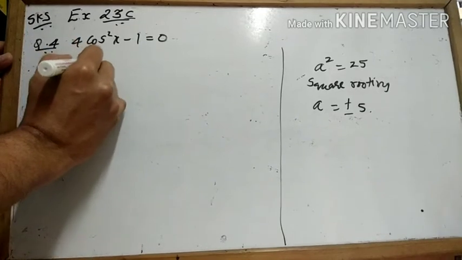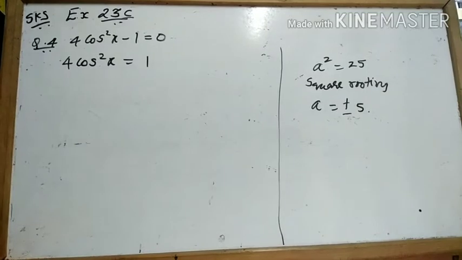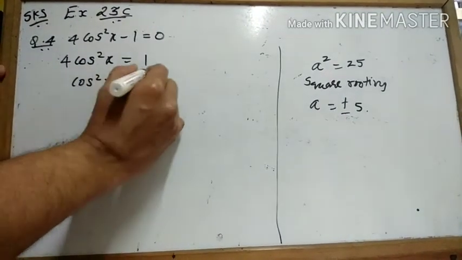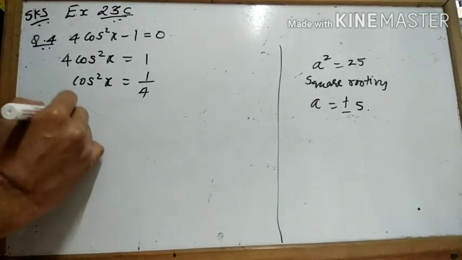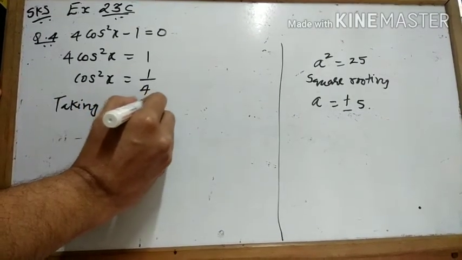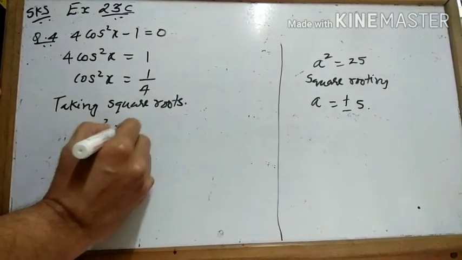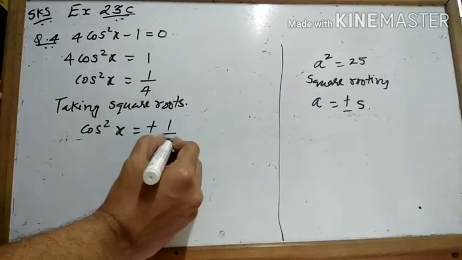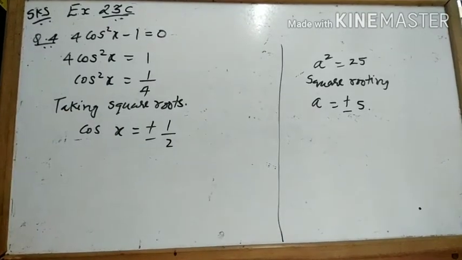Now first of all, 4 times cos square x equal to 0 plus 1, which is 1. So cos square x will be equal to 1 over 4. 4 is divided on the other side. I am taking square root on both sides. If I take square roots, then cos x will be equal to positive or negative. Square root of 1 is 1. Square root of 4 is 2. So cos x will be equal to plus or minus 1 upon 2.